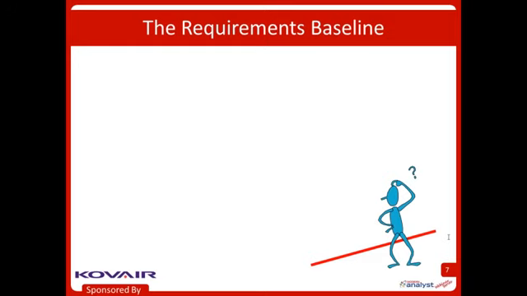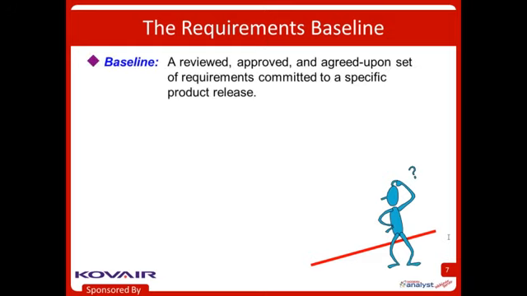So the baseline is really an important idea, and we can define it kind of formally here as a reviewed, approved, and agreed upon set of requirements that are committed to a specific product release. And again, that release could be just an iteration, say. So here's what I think of as a requirements baseline, is this definition, and all of those words are important.